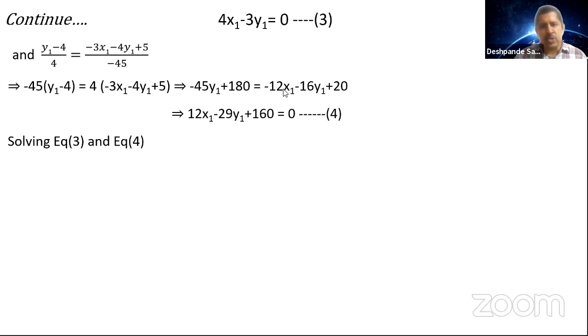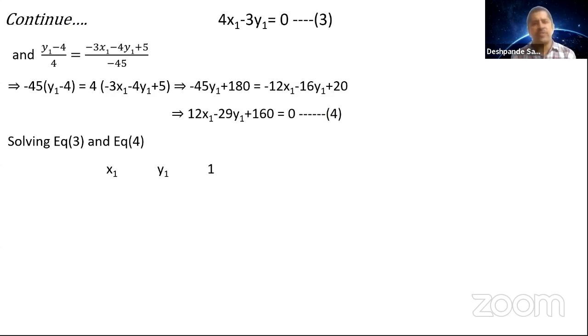So bring this minus 12x1, minus 16y1 and plus 20 one side. So minus 12 becomes plus 12, and plus 16 minus 45 is minus 29. 180 minus 20 is 160. So the equation has become 12x1 minus 29y1 plus 160 is equal to 0. So equation 3 and equation 4. So you got two equations now here, right? So how is it you solve these two equations? Cross multiplication technique.